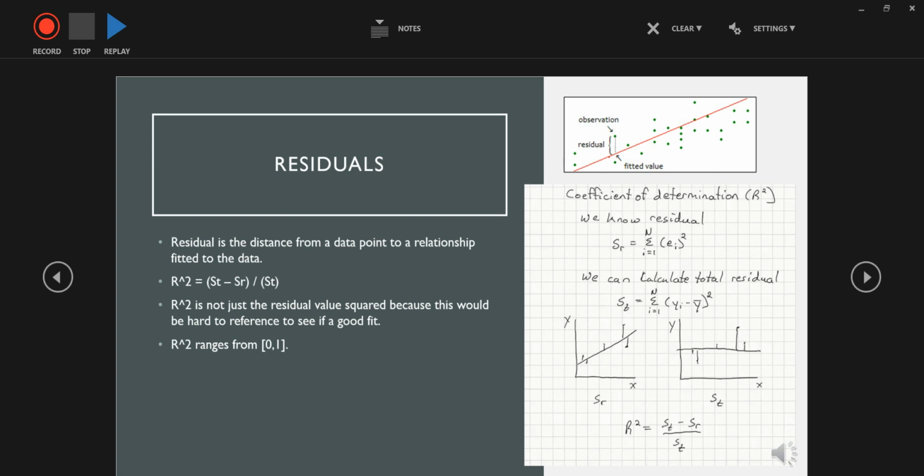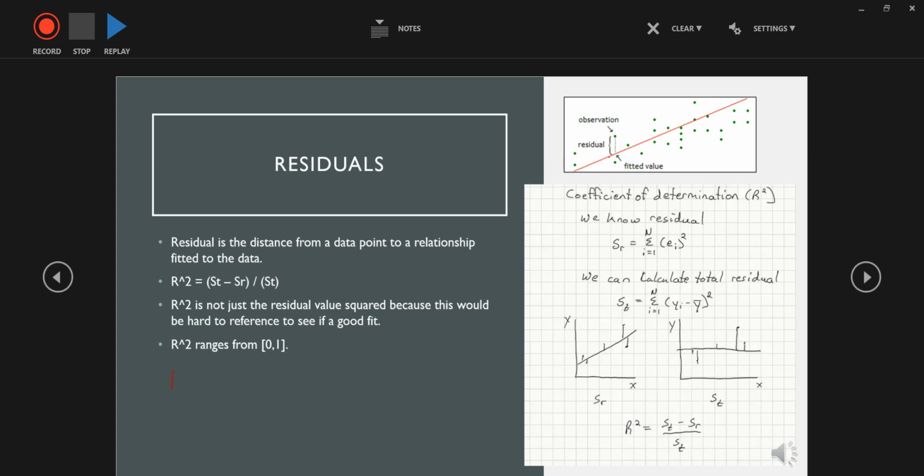So then we calculate our r squared, or coefficient of determination, by taking ST minus SR, and then dividing that by ST. So that's also right here. So this is going to create our r squared value. And because you're dividing, it's ST minus SR divided by ST, these are going to range in value from 0 to 1. So this makes it really easy to determine how good your fit is.